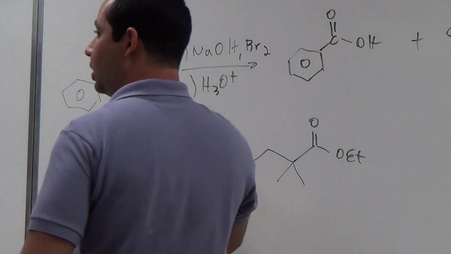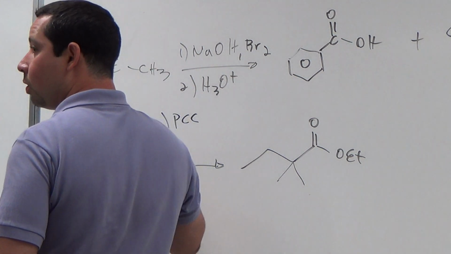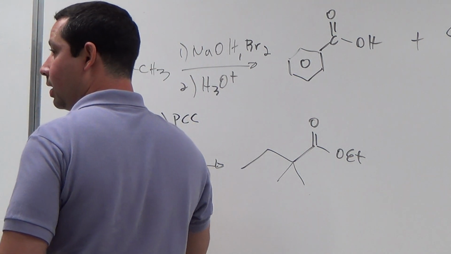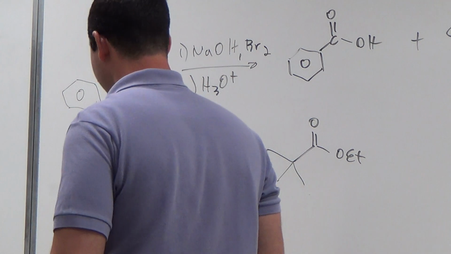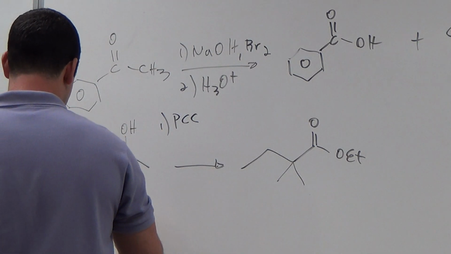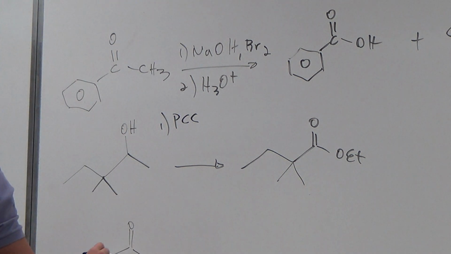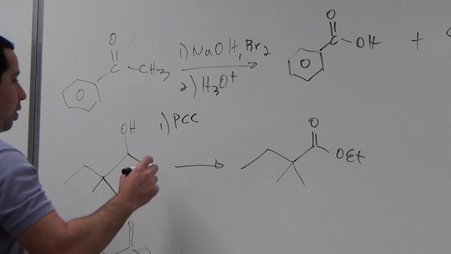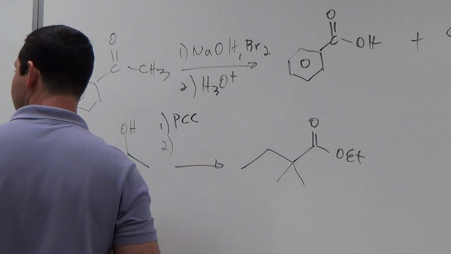So here's PCC, yes? PCC will oxidize a secondary alcohol to a ketone. So I have a ketone. It's a methyl ketone. And now that I have a methyl ketone, I have a way of getting rid of that CH3. And this is used in what reaction? Bromoform, yes?